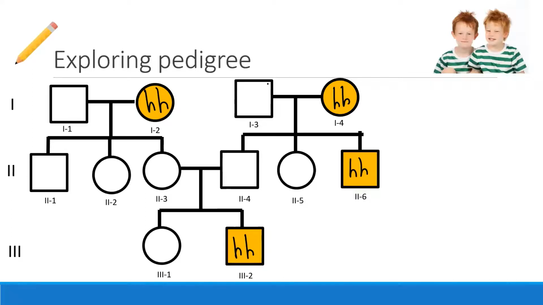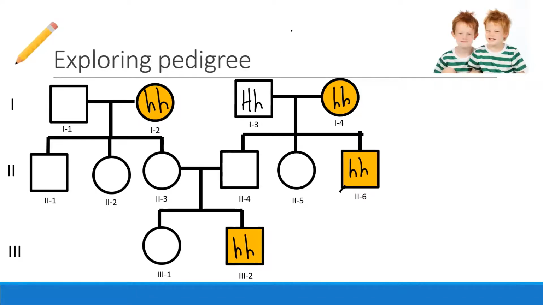And then I would go about putting the other ones in. I know that this one has to be capital HH, no wait, this person needs to get one h from his mum, but also one h from his dad. And so if this was capital H, no chance. This has to be lowercase h.